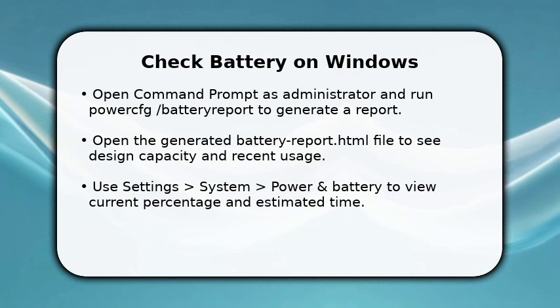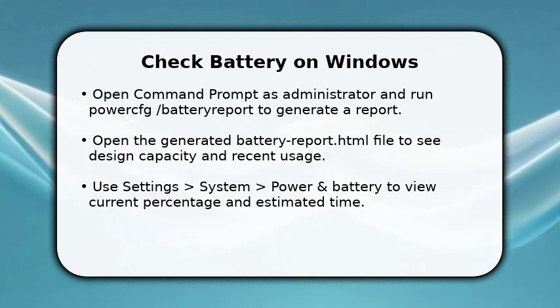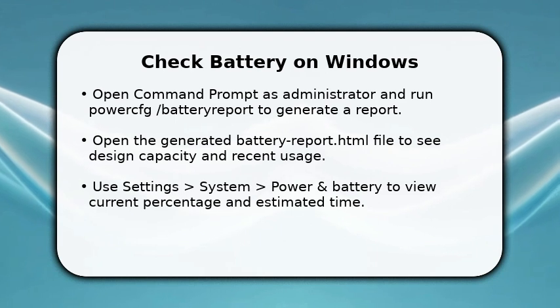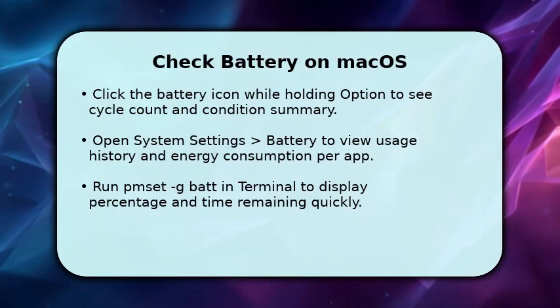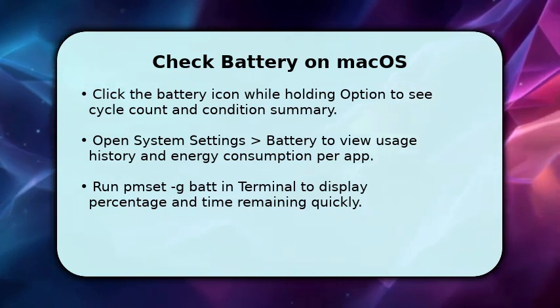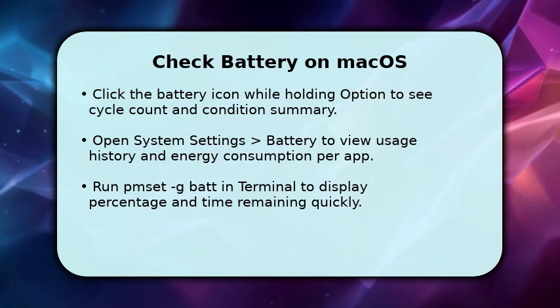Click the battery icon in the menu bar while holding the Option key to see cycle count and condition. Open System Settings and choose Battery to view usage history and see energy impact per app. Look for maximum capacity or condition text and compare cycle count to Apple limits.